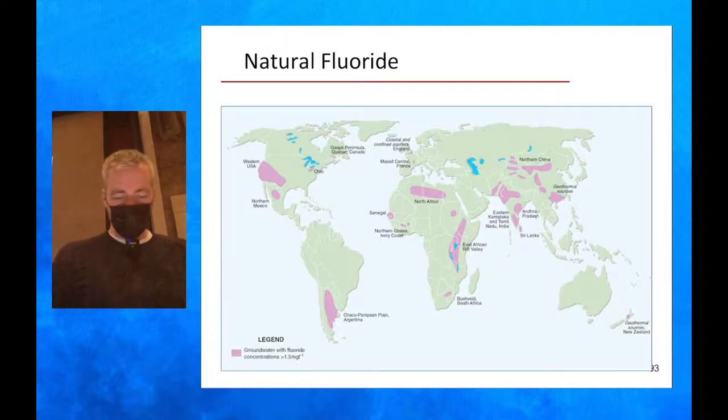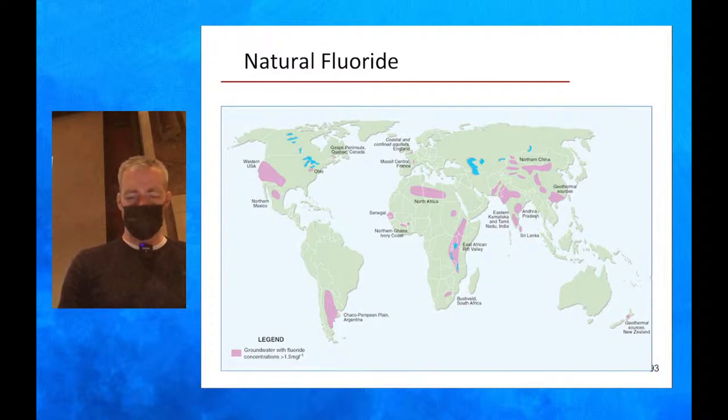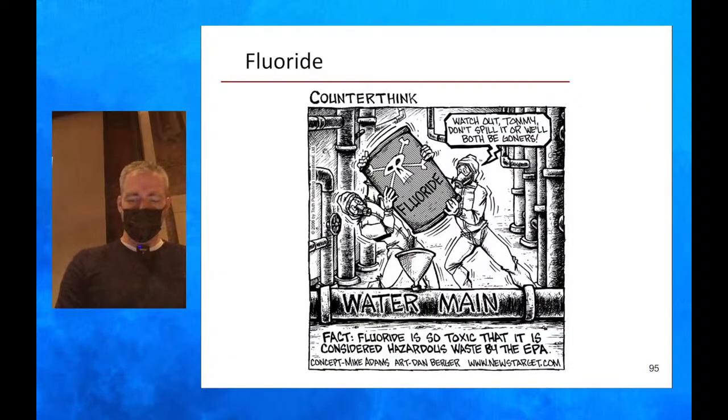This is a map of the world showing the regions in pink where groundwater has higher than 1.5 milligrams per liter. So that'd be too high for what's ideal. What does too high actually mean? Well, there's all kinds of conspiracy theories out there as to why fluoride's in the water and what it can do to us. This one says, what does it say? Fluoride is so toxic that it's considered hazardous waste by the EPA.